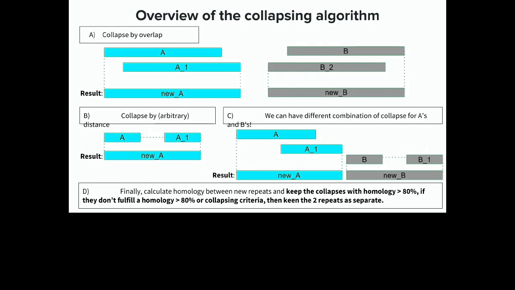So once we collapse all the repeats, we calculate the new homology between the new set of repeats, and we keep the collapses with homology above 80%. Otherwise, we treat the 2 repeats as separate.